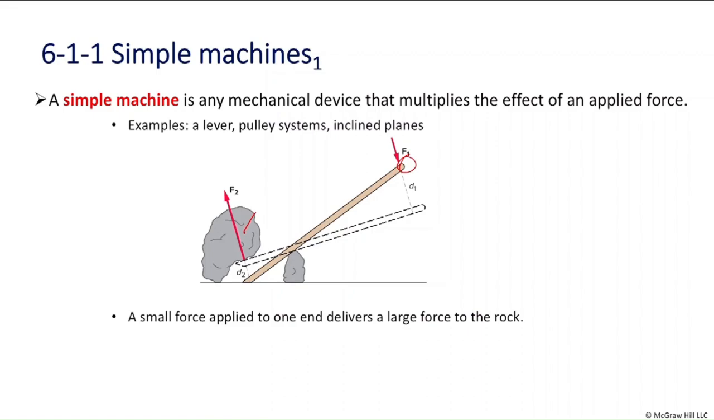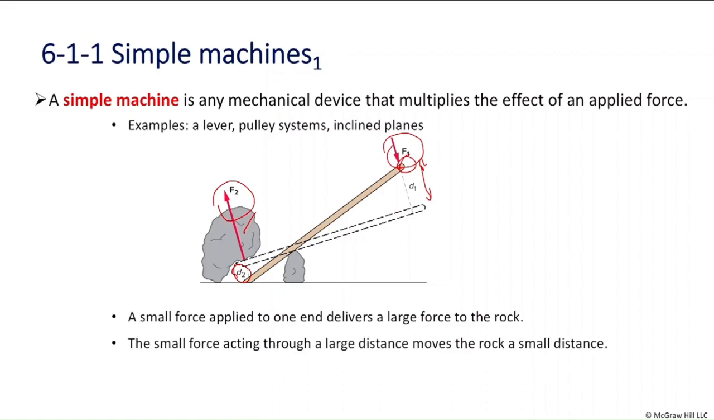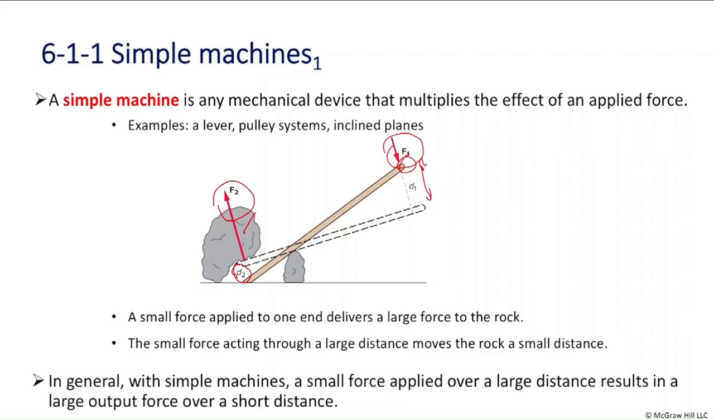But how does this really work? Well, to get a larger force, we need to apply a smaller force over a larger distance, smaller force over a longer distance. And that force then moves the heavy object a smaller distance but with more effect. So the key idea with simple machines is that a smaller force over a larger distance gives a larger force over a smaller distance. So that's how we make hard tasks easier using mechanical advantage.